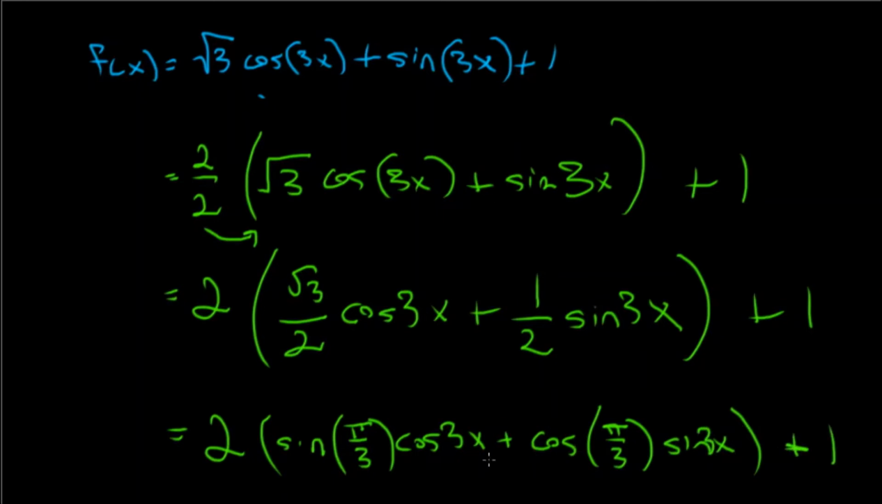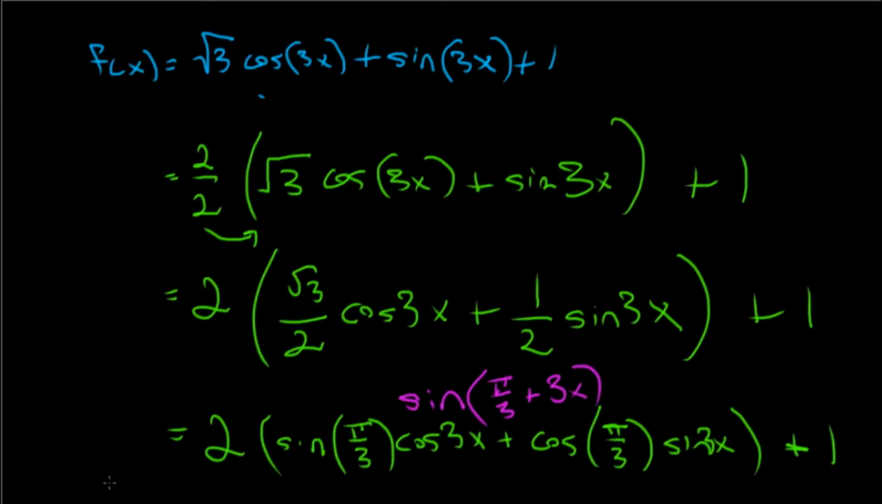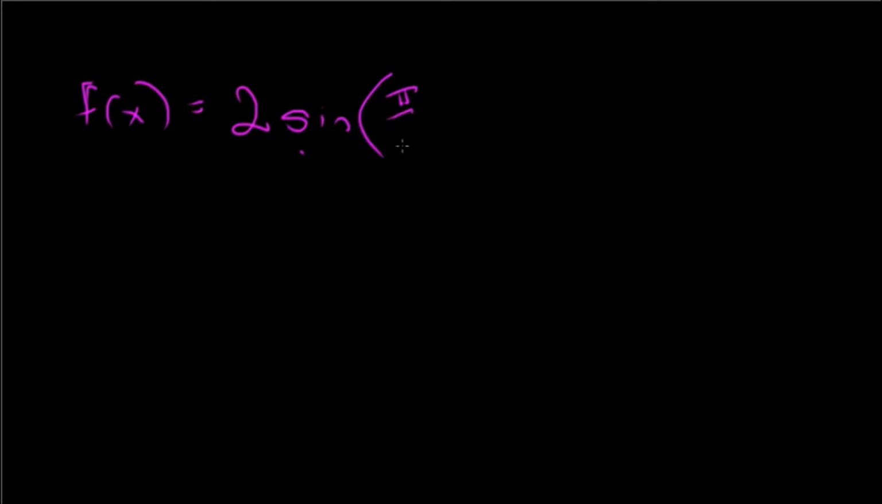We can use sine, cosine, cosine, sine in reverse. So let's go ahead and do it on the next page. We got a 2. All right, actually, I'll do it right here. Sine, cosine, cosine, sine. This is going to be sine pi over 3 plus 3x. Awesome. So if I jump to the next page, f of x is, we had a 2. Now we have a sine. Let me jump back. We have a sine pi over 3 plus 3x. And we have a plus 1.